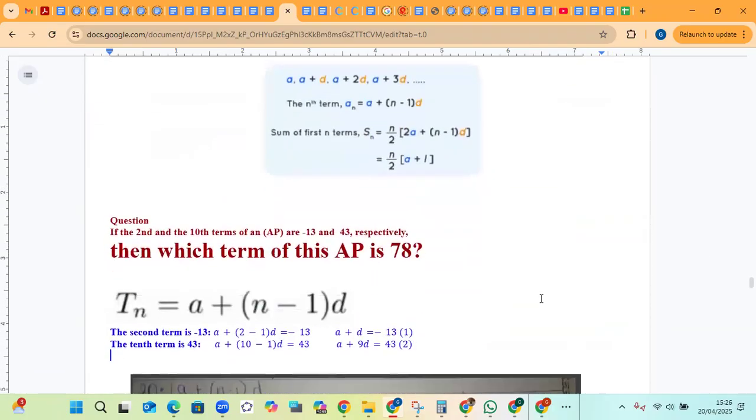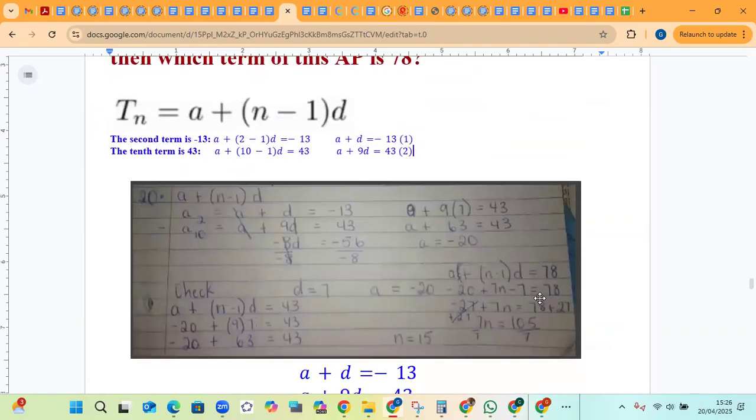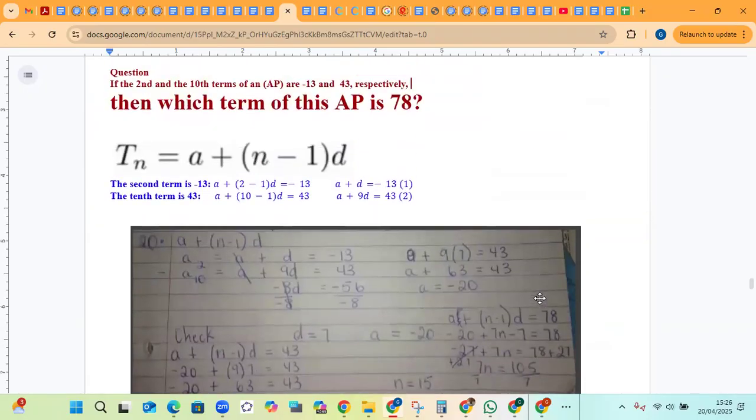So now here we have the question, and it is asking which term is 78. So we make use of that information. The first piece of information will give us a first equation. a, we don't know what is a, but we know the second term, n is 2. 2 minus 1 times d, we do not know d, equals negative 13. And here it simplifies to a plus d is equal to negative 13. So that's equation number 1.